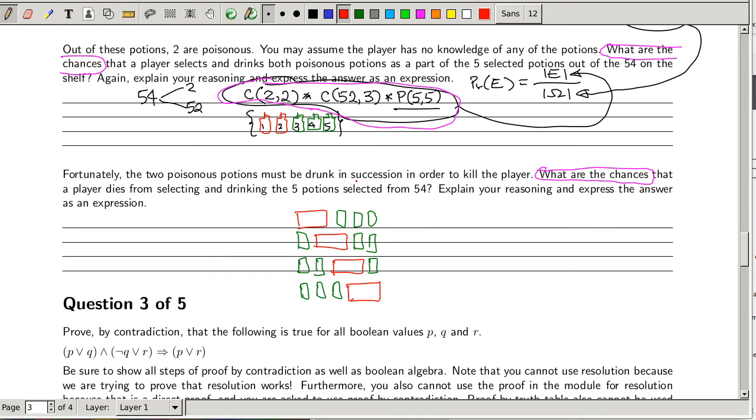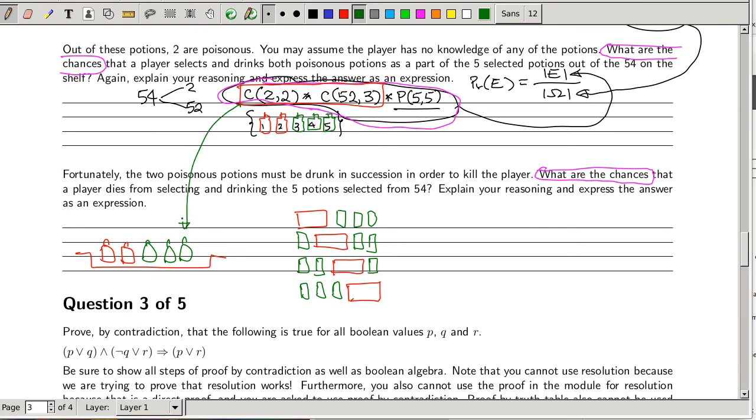Okay, so how to choose those 5 potions is done by this part of the expression. This basically puts the 5 potions in the tray: the 5 potions, 2 poisonous and 3 non-poisonous, are put in the tray already, and the number of ways to come up with a tray like that is given by this number. Let me just draw a picture over here.